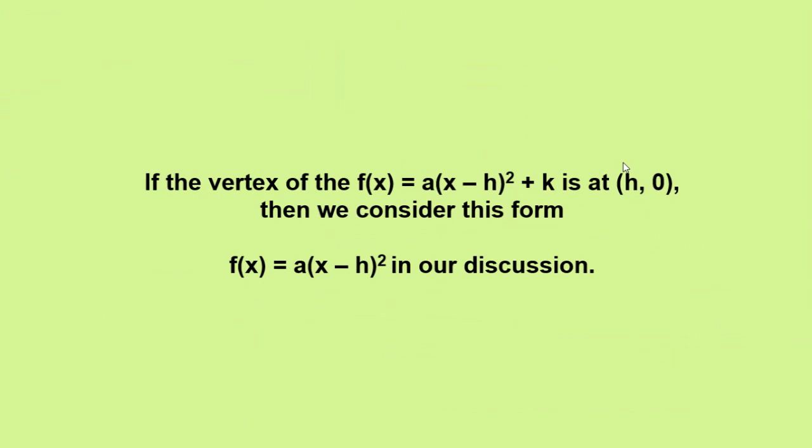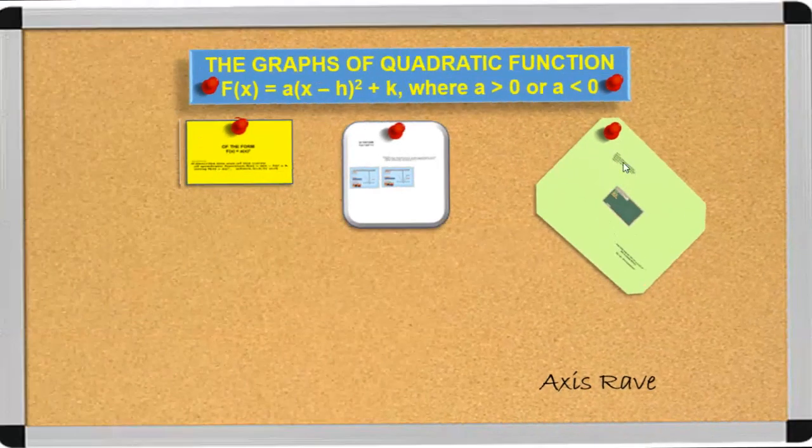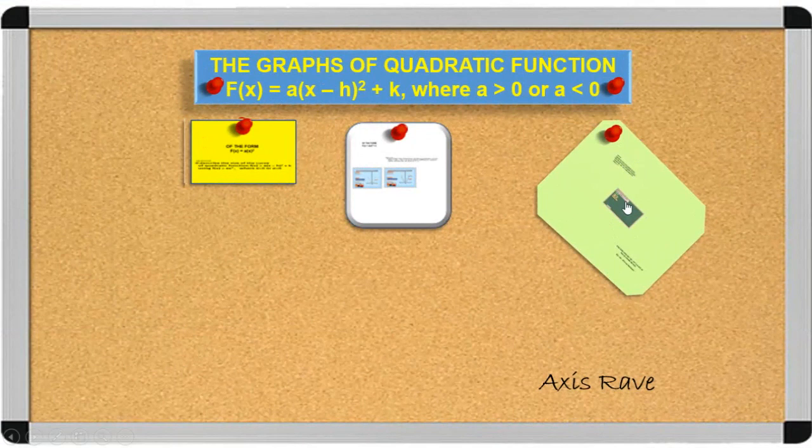Now if the vertex of the function is at h, 0, then we consider this form, f of x is equal to the product of a and the square of the difference of x and h, in our discussion. Okay, let's start.